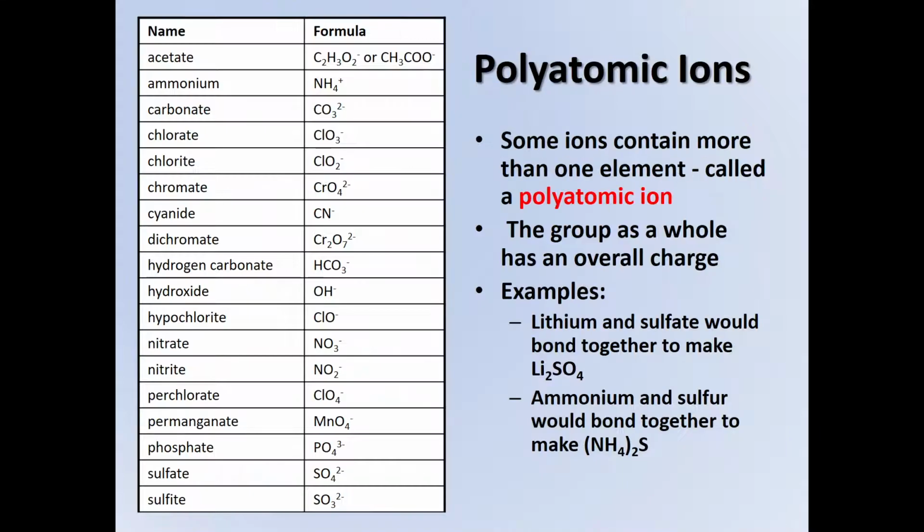Now, let's look at polyatomic ions. Some ions contain more than one element, called a polyatomic ion. The group as a whole has an overall charge. You should think of the whole thing as an ion. The naming scheme is we say the name of the cation and then the name of the polyatomic ion. So we just attach them together with no changes. So lithium and sulfate, when they bond together, make lithium sulfate.